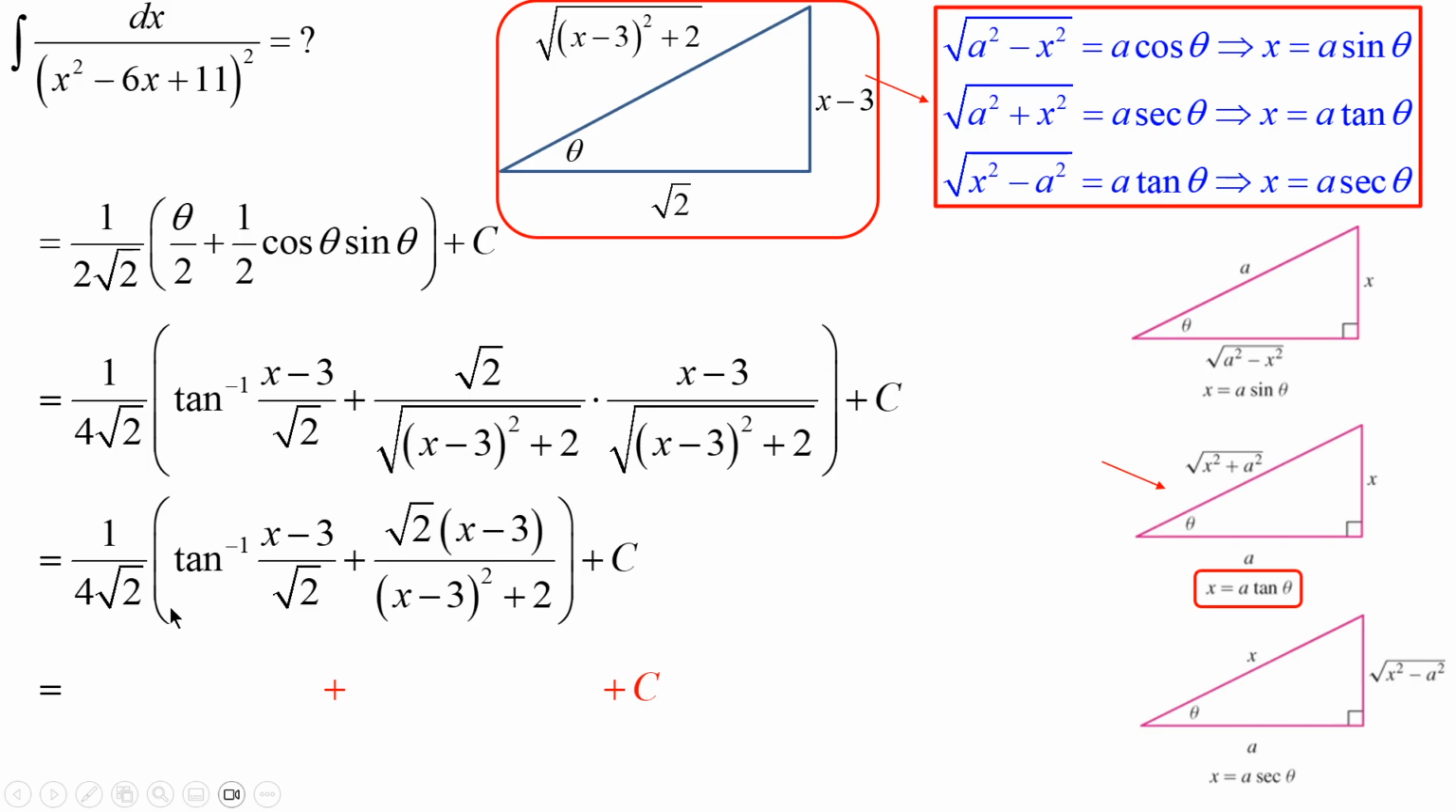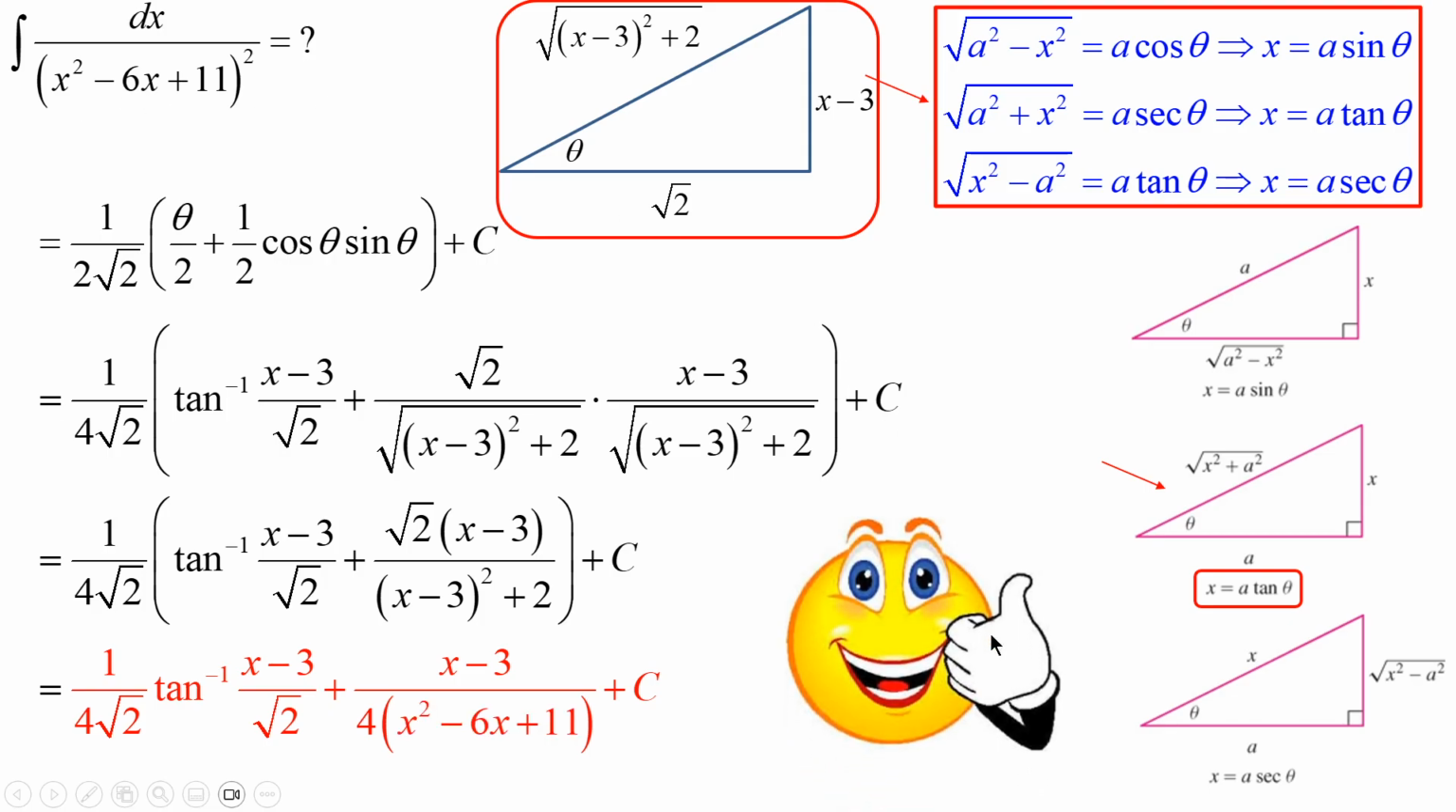Well, let's go. Distribute this, so I've got 1 over 4 root 2 times inverse tangent of x minus 3 over root 2. And then I've got a 1 over 4 root 2 times root 2, so the root 2's cancel, and I'm going to have the 1/4. And then I have the factor of x minus 3 up top still right there. And then, how am I going to write (x minus 3) quantity squared plus 2? I'm going to go back to our original x squared minus 6x plus 11. And my friends, I think that is our final answer. Isn't that a cool problem?